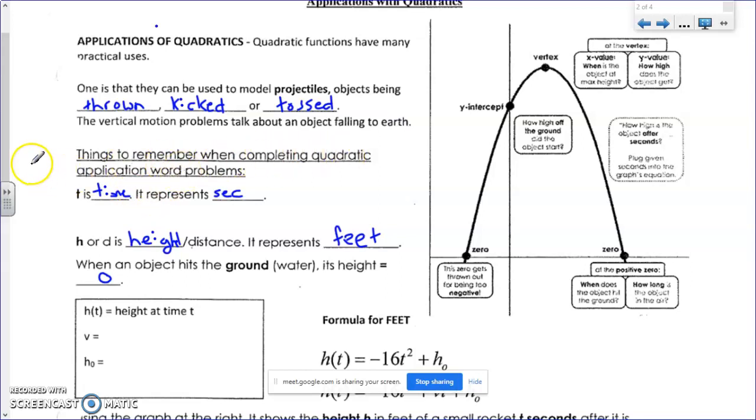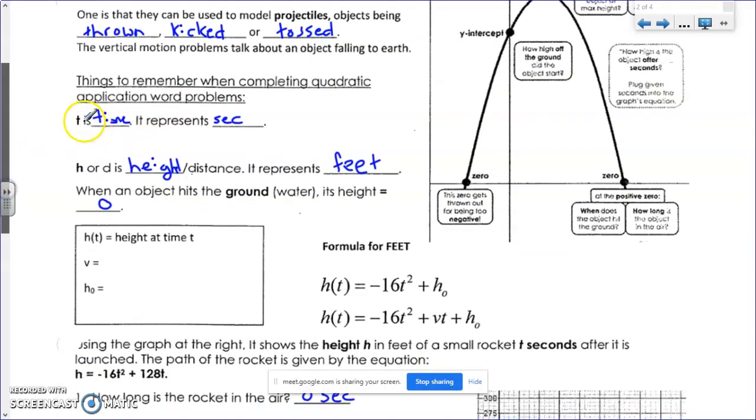Things to remember when completing quadratic applications. T is time, that's going to be your x, and that's measured in seconds. H, or D, is height and distance, it represents feet. When an object is on the ground or at water, it's equal to 0 for its height. So this is like the velocity and the initial height.